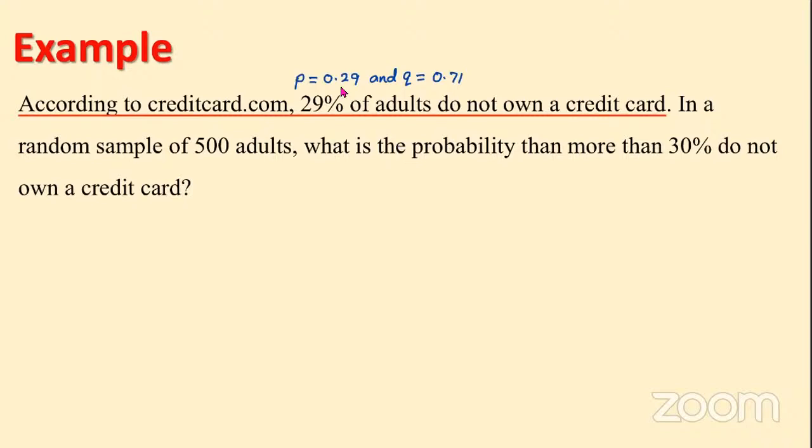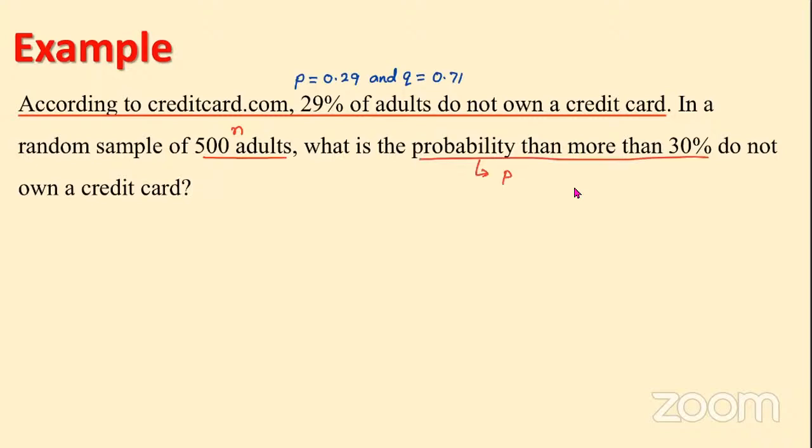29% of the adults don't own a credit card, whereas 71% own a credit card. Now, we are looking at a random sample of 500 adults, n equal to 500. We have to find the probability that more than 30% do not own a credit card.